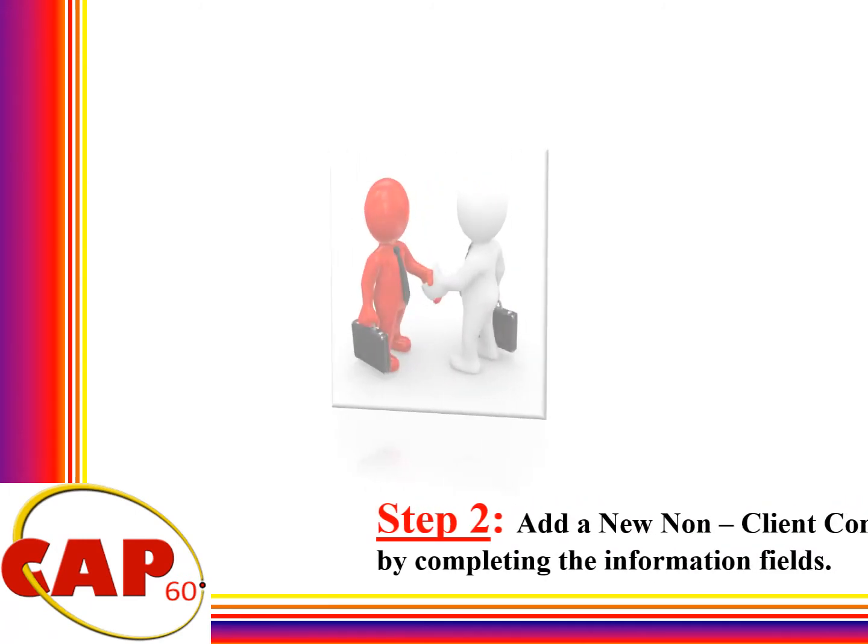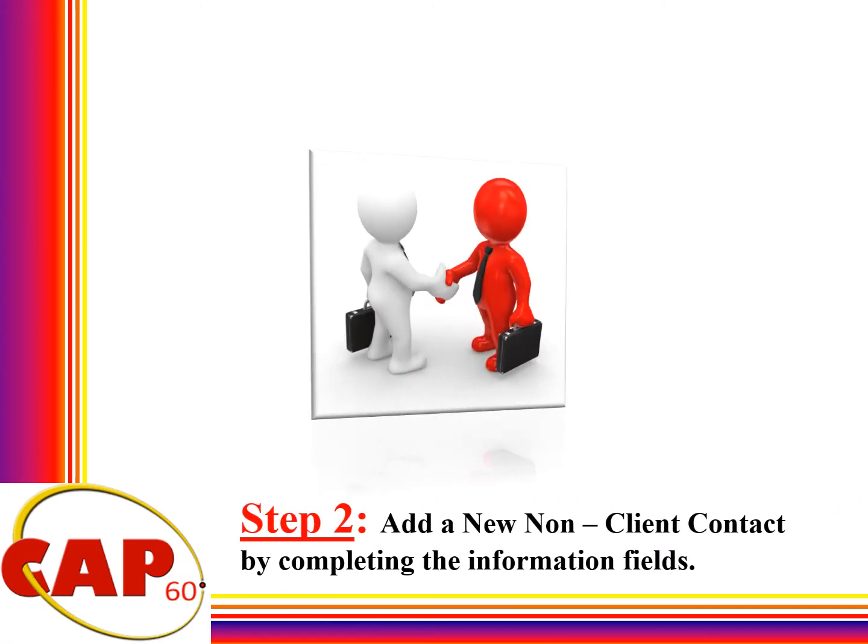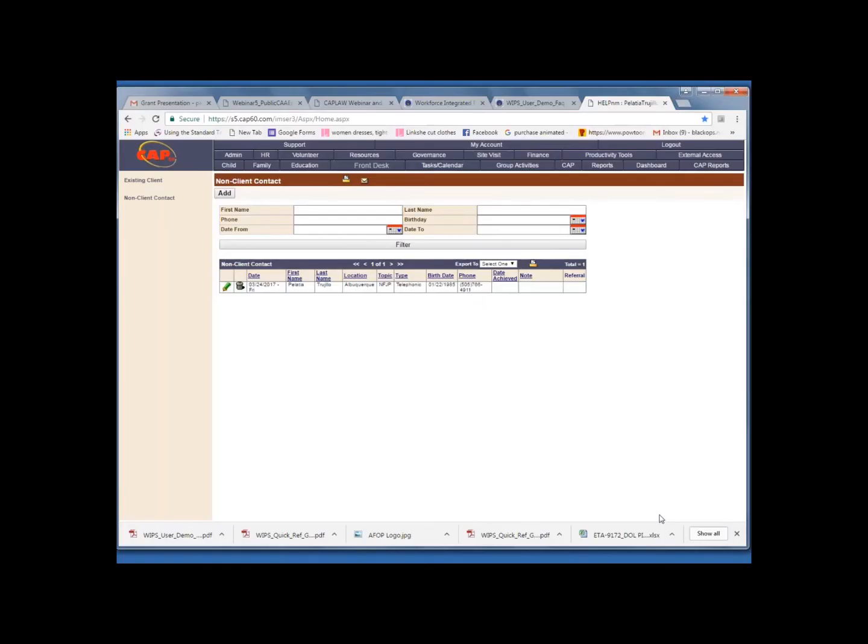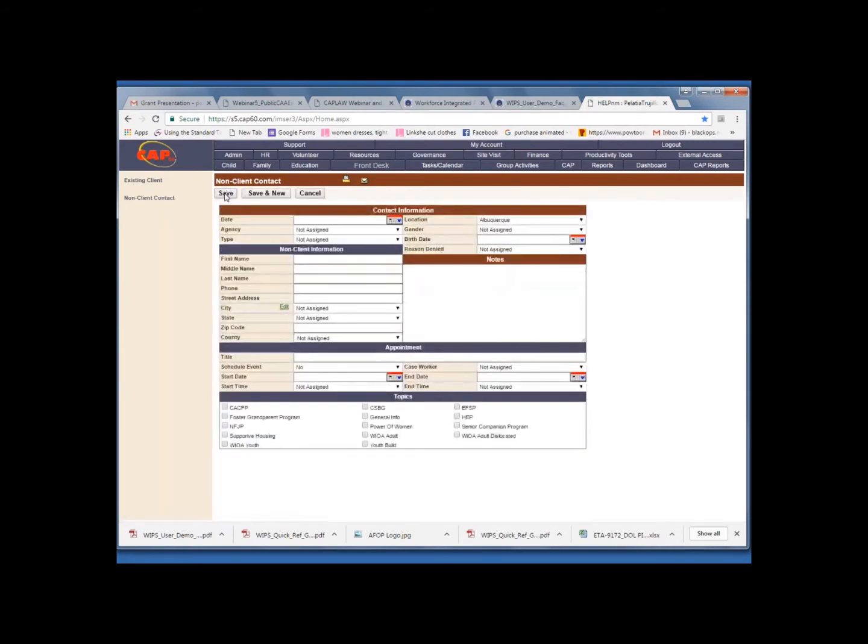Step 2 includes adding the client to CAP60 and filling out the required personal information fields. The first part of this process is selecting the Add key, like we did in the previous step. Once the information screen becomes available, you can start to fill out all of the required client information, starting with the date.